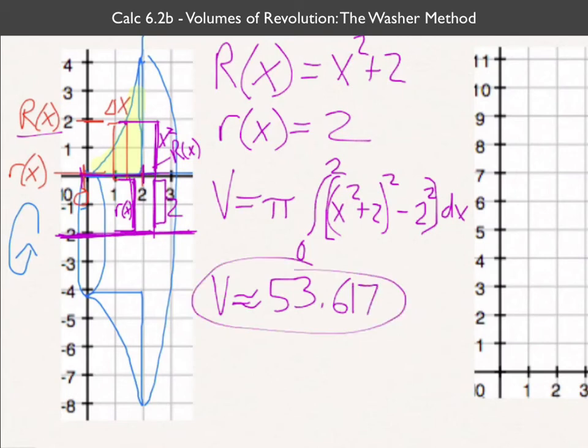So the biggest thing here is learning how to identify your capital R of x, or your big radius, and the lowercase r of x, or your little radius. And it really is helpful if you draw the graph so that you can see physically what you're trying to find the length of.